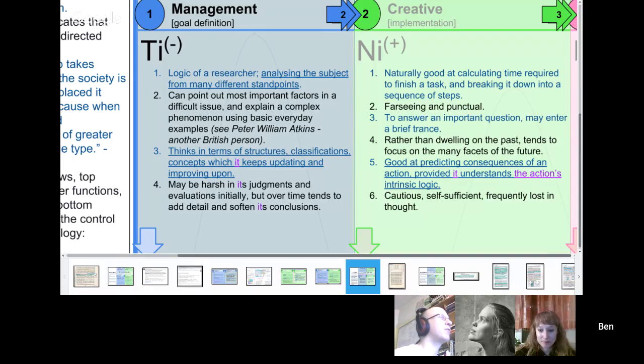So what about this one? And again, number 3. I mean, Victor's got it very. I mean, how much of that thinks in terms of structures, classifications, concepts, which it keeps updating and improving upon? Well, yeah, I do. And again, it's connected to people mostly. Right.